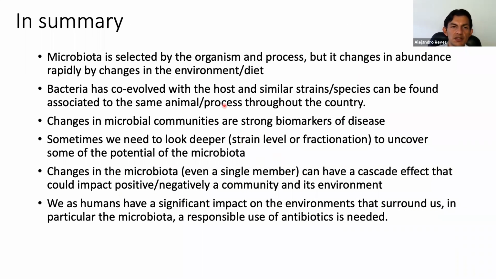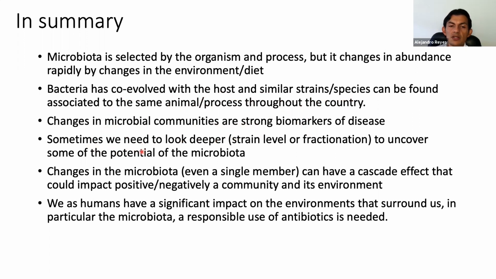So this was a very brief presentation showing just four projects that I wanted to bring today. In summary, we can say that the microbiota is selected by the organism and the process, but it can change in abundance rapidly by changes in the environment and diet. That bacteria have co-evolved with the host, in particular in the cases of the berries and the corals. And similar strains and species can be found associated to the same animal and process throughout the country, as we saw both with the berries and with the cacao fermentation. Changes in the microbial community are also strong biomarkers of disease, like we saw with the corals.